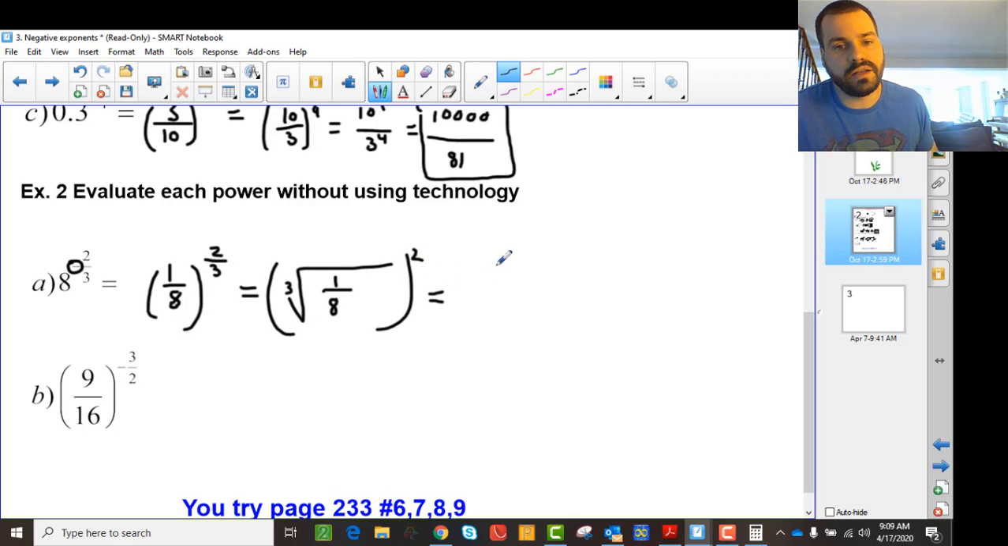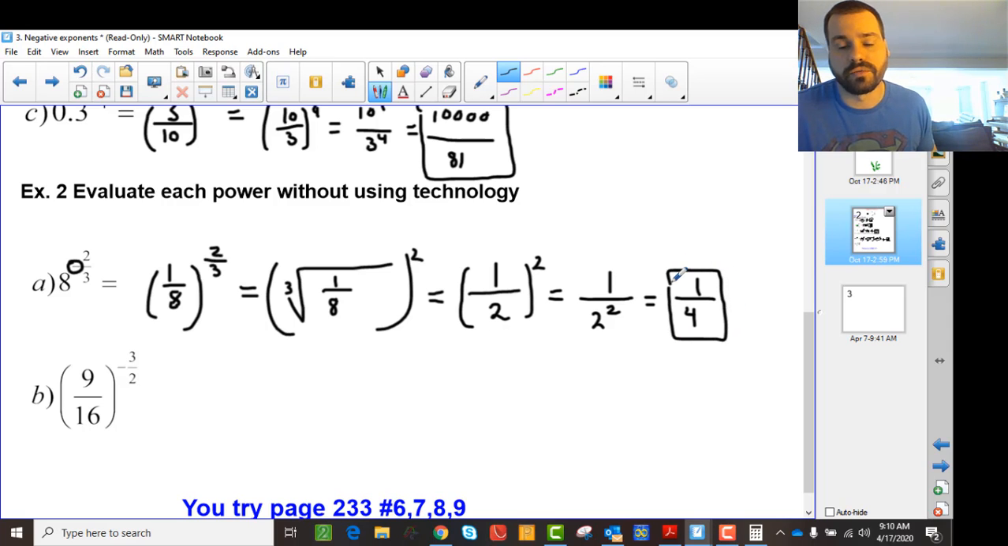Now the cube root of 8 and the cube root of 1, they're both nice. The cube root of 1 is 1. Cube root of 8 is 2. So I get 1/2 squared. And then 1 squared is 1, and 2 squared is on the bottom, so I end up with the answer of 1/4. All right, so I'm applying two different rules, the rational power and then the negative power, or I guess the negative power first.